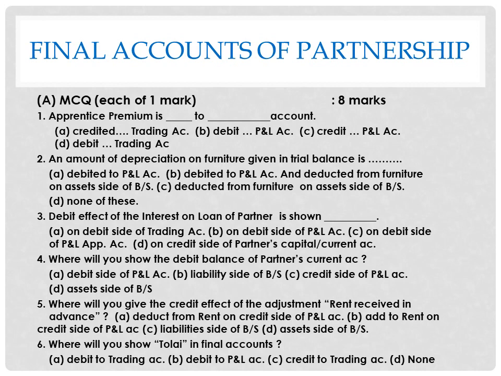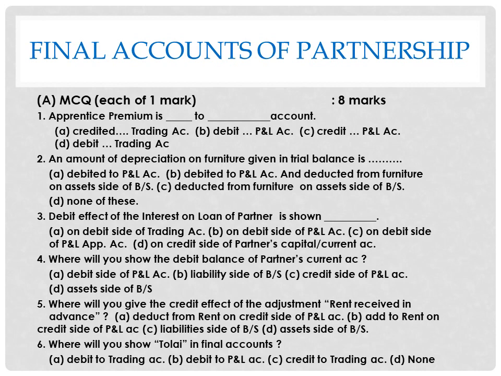Fourth question, where will you show the debit balance of partners current account? A debit side of profit and loss account, B liability side of balance sheet, C credit side of profit and loss account, D asset side of balance sheet.